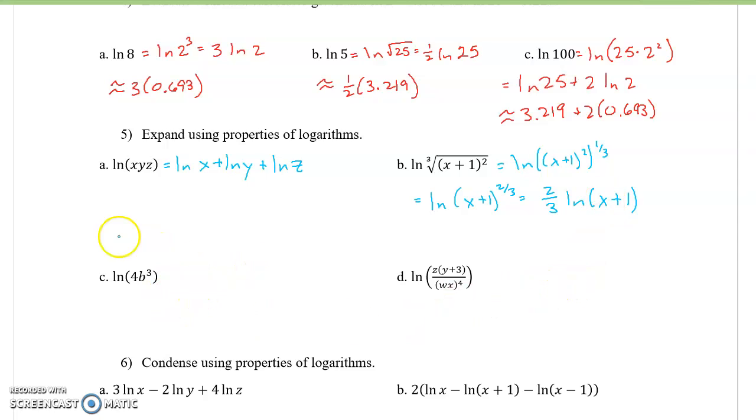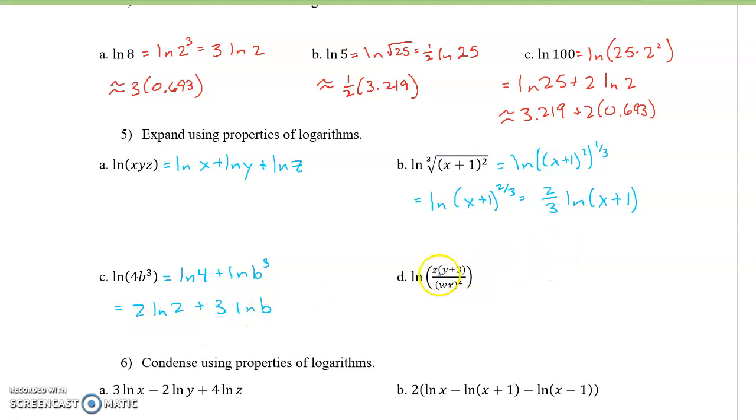Here we've got a product, natural log of 4 times b cubed. So we can change that product to a sum, natural log of 4 plus natural log of b cubed. You can leave this as natural log of 4, but we know that 4 is 2 squared, so maybe I'll write this as 2 times the natural log of 2 in the spirit of expanding as much as possible. And this 3 can be pulled out front as well, and that might be the most expanded version of this answer.